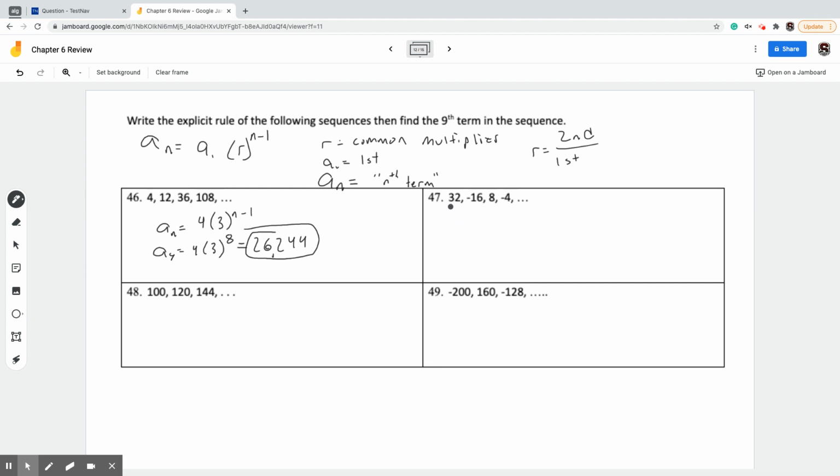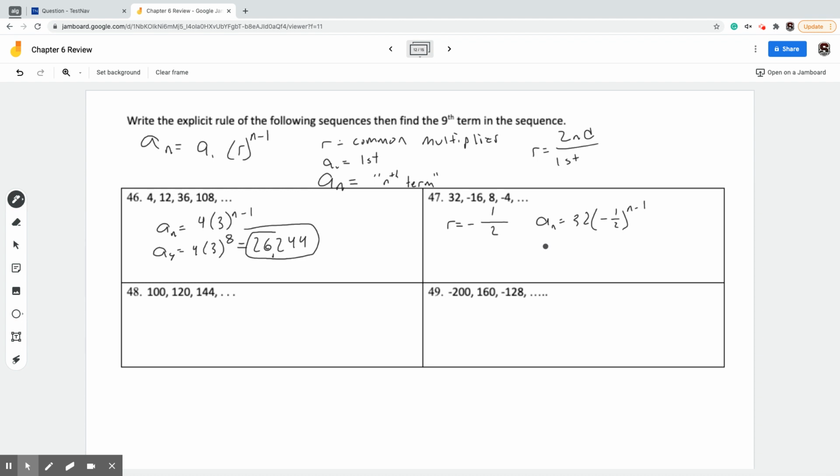Now for this one, I noticed that it's alternating positive, negative, positive, negative. Well, the only time that happens is when my r is negative. I also noticed that it's going to smaller and smaller numbers, ignoring the signs. It goes 32, 16, 8, and 4. So I notice a fraction, and it looks like they're cutting in half. So it's halves. All right, so a sub n is equal to my first term, 32, times my multiplier, negative half, raised to n minus 1.